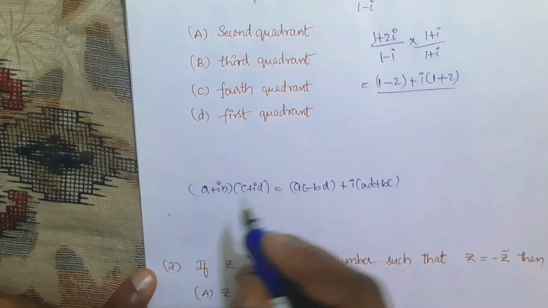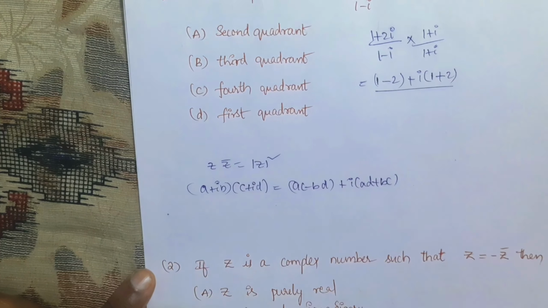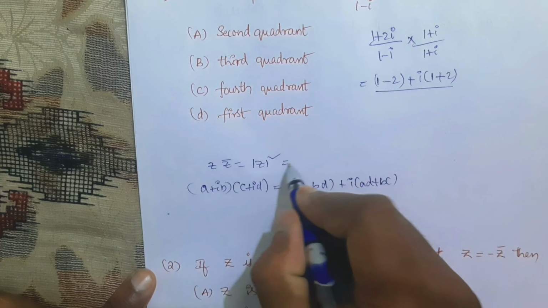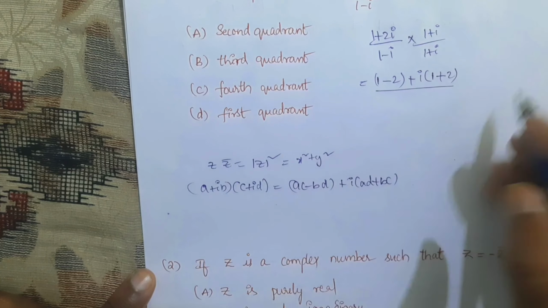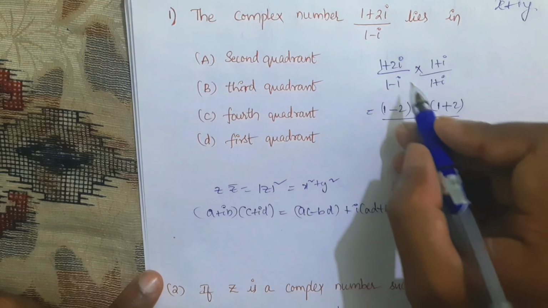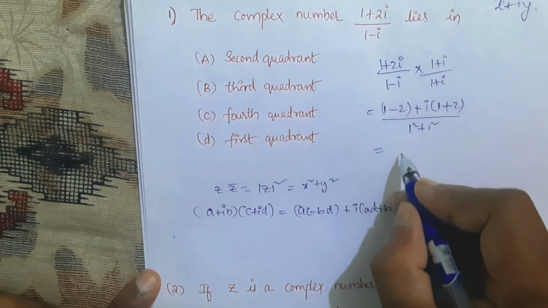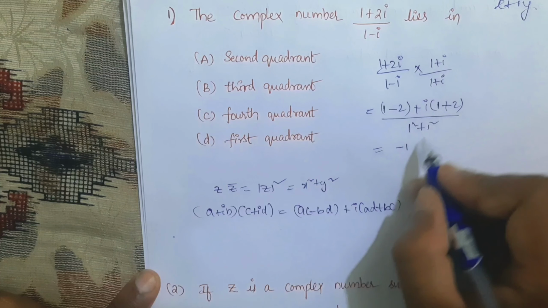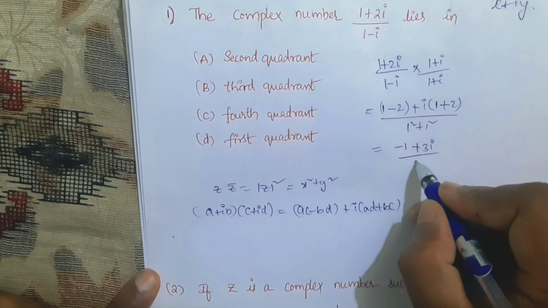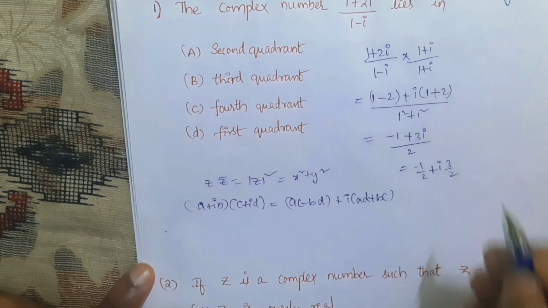Whenever we multiply a complex number and its conjugate, we will get mod z square. Mod z square is nothing but x square plus y square if the complex number is x plus iy. Here x square plus y square means 1 square plus 1 square, which is equal to 2. The numerator is 1 minus 2, which is minus 1 plus 3i, divided by 2. This we can write as minus 1 by 2 plus i into 3 by 2.